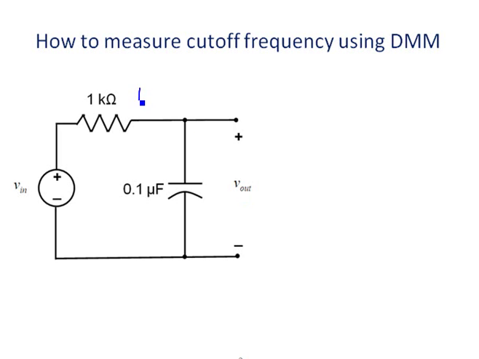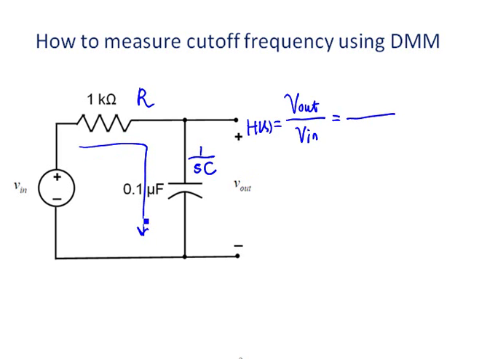The impedance for the resistance is R. The impedance for a capacitor is 1 over SC. The transfer function of the circuit is defined as the output voltage over the input voltage. H(s) is equivalent to V output over V input. The resistor and the capacitor are in series, so that is typically a voltage divider circuit.